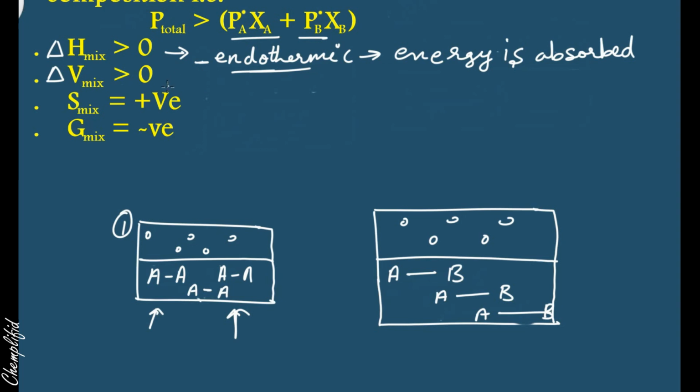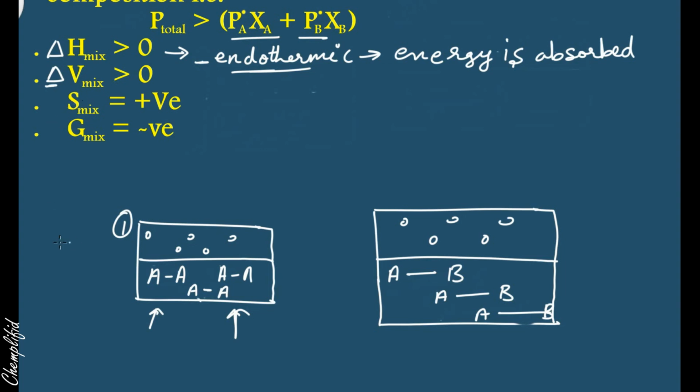Now, let's come back to volume. Delta V mixing is greater than 0. What is the meaning of delta V mixing? When you mix the two components, the volume of the solution increases. The volume of the solution increases. I am not talking about pressure. The volume of the solution itself increases. How is this possible? Why is the volume of the solution increasing?